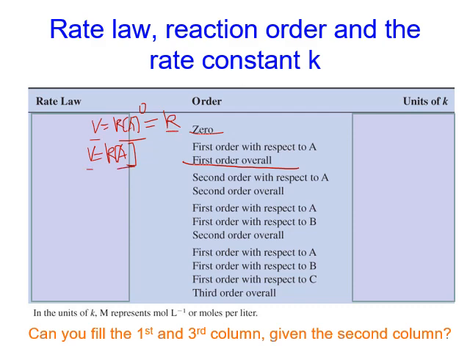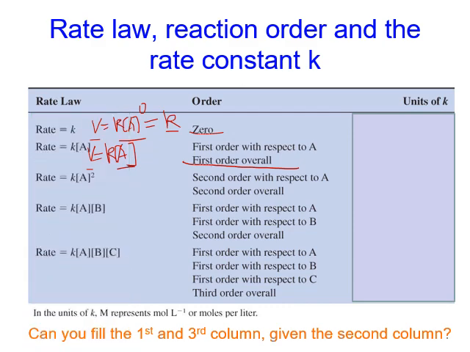Second order, there are 2 types. Type 1 is K[A] squared. That's second order with respect to A. Overall is also second order. You can also write it as K[A][B]. So first order with respect to A, first order with respect to B, but overall is still second order. These are both second order. And third order is K[A][B][C]. So first order with respect to A and B and C, the overall is third order.